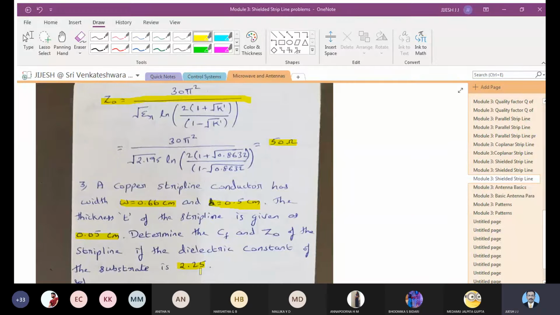A copper stripline conductor has W is 0.66 centimeter. D is 0.5 centimeter. The thickness T of the stripline is given as 0.05 centimeter. Determine the CF, fringe capacitance, and Z0, characteristic impedance of the stripline if the dielectric constant of the substrate is 2.25.